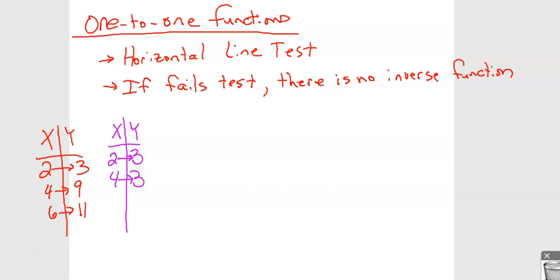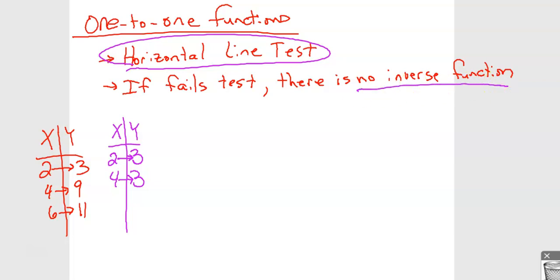Now, an easy way to tell, if you look at the graph, is the horizontal line test. If you draw a horizontal line, and it crosses more than once, then it fails. If it fails the test, there is no inverse function. It's got to actually pass the horizontal line test. So for instance, a parabola, if you draw a horizontal line, notice it crosses at 2 spots. So a parabola is a function, but it's not one-to-one. Therefore, it does not have an inverse function.